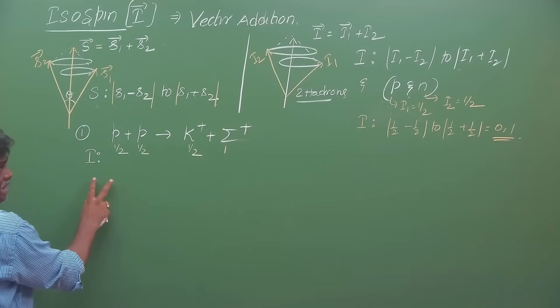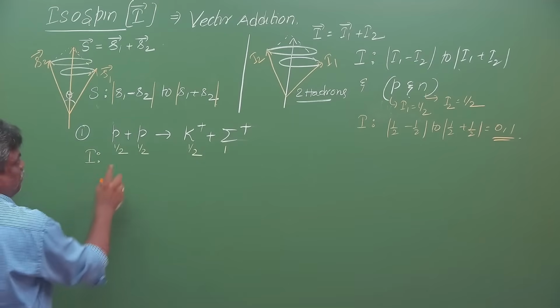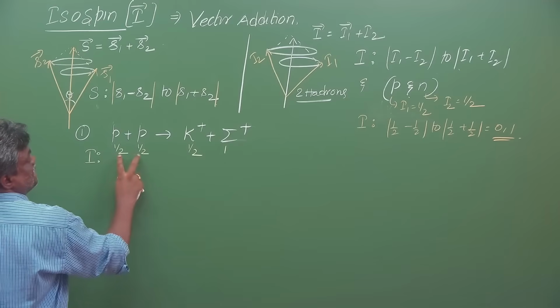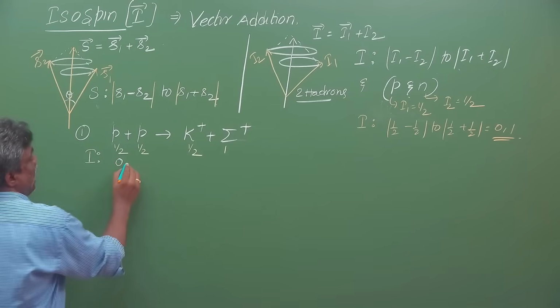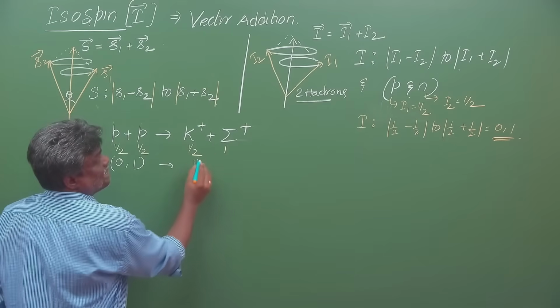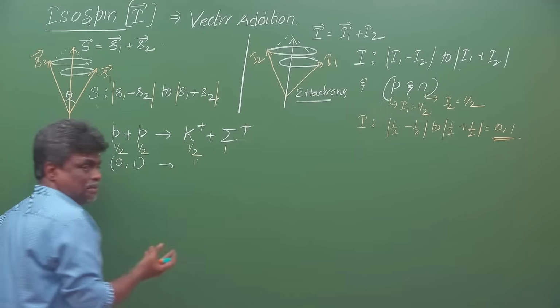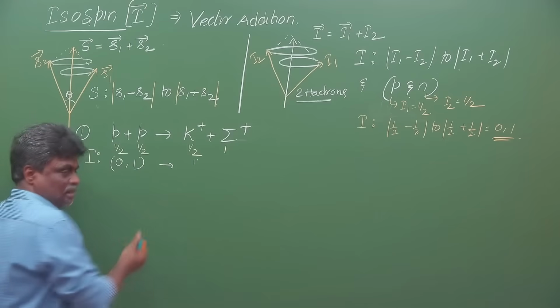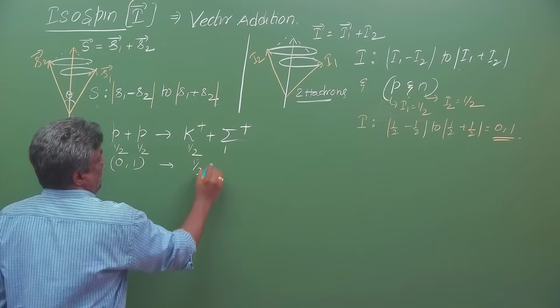Now, ready? Still some people are not ready. So, isospin. Just subtract, add, subtract. 1/2 minus 1, 0. Add.